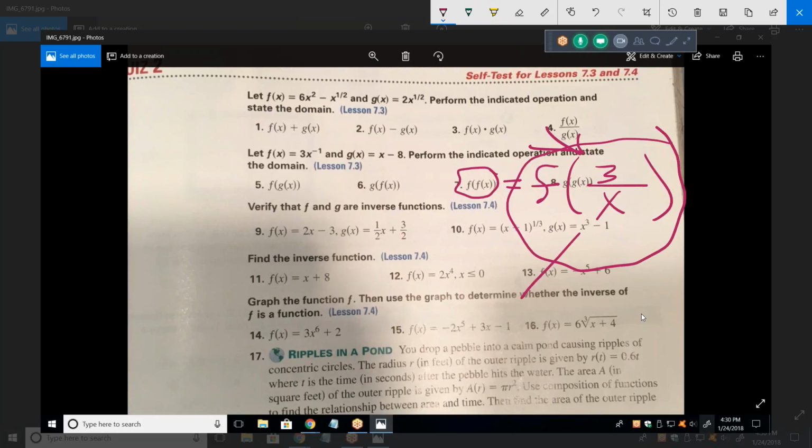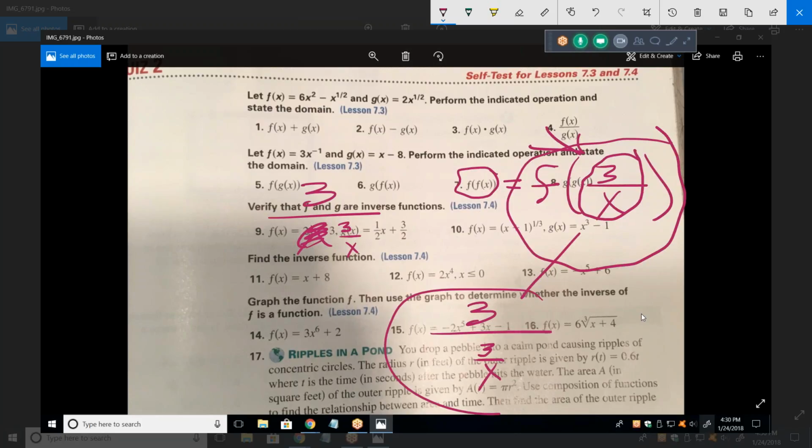The 3 over, and then 3 over 3 of x? No, just that. Right? Yeah. In other words, I'm going to substitute 3 over x into the original function, which is 3 over x. So instead of this x, I'm going to put in there 3 over x. And now I have a number divided by a fraction. How do I solve that? How do I simplify that?